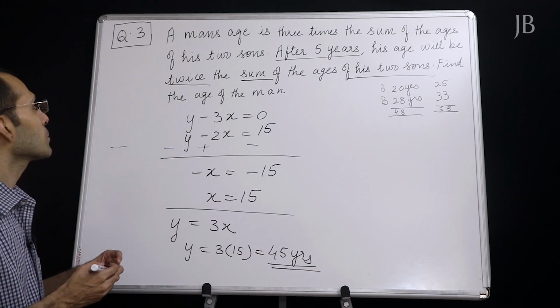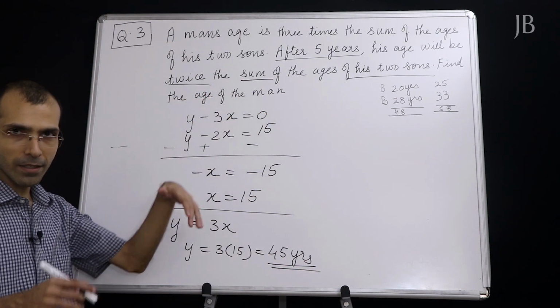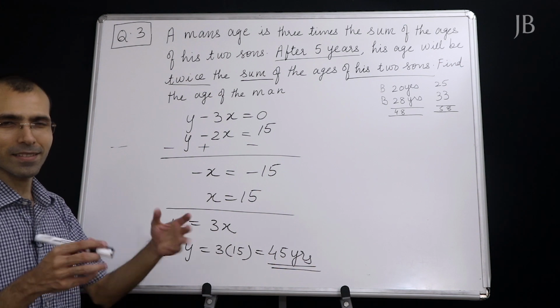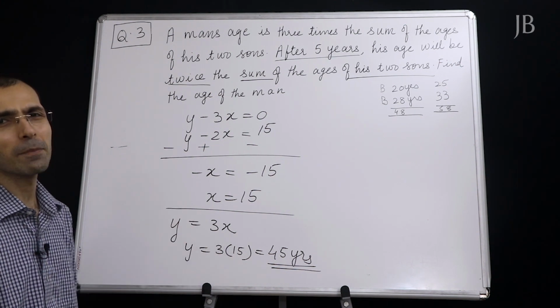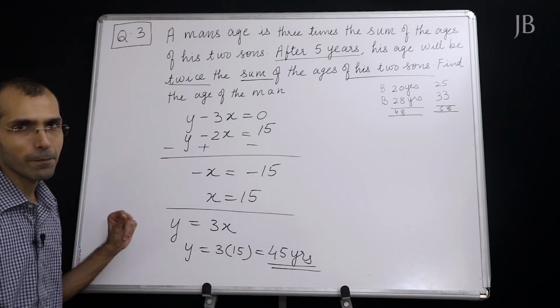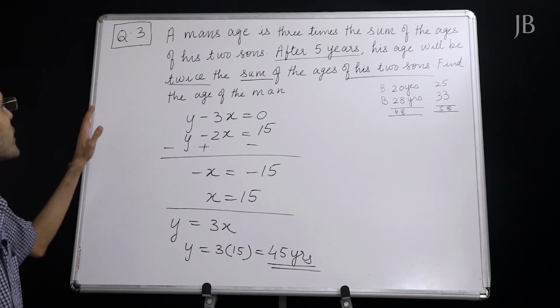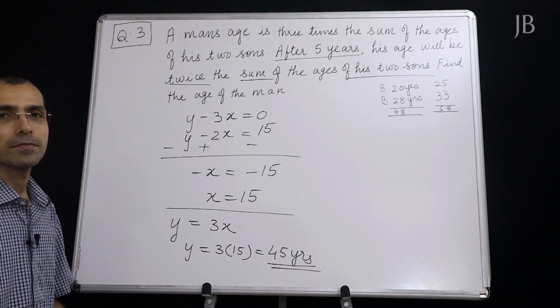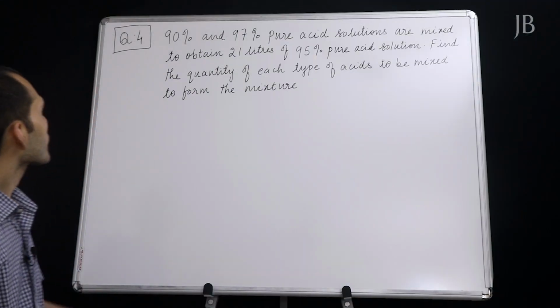See, whenever they ask you to find the age of the man, it is understood it is the present age. That is convention, or you can call it by default. So did you like this sum? Fine. So it completes your question number 3. Question 4.